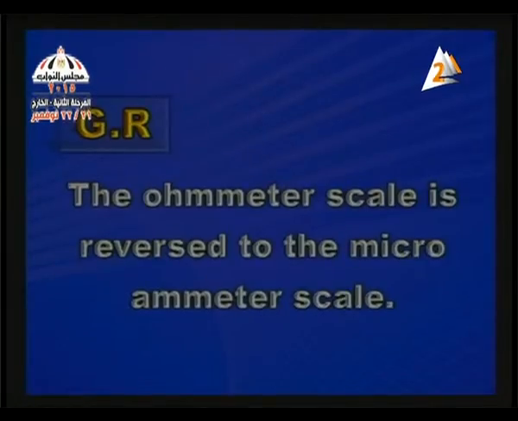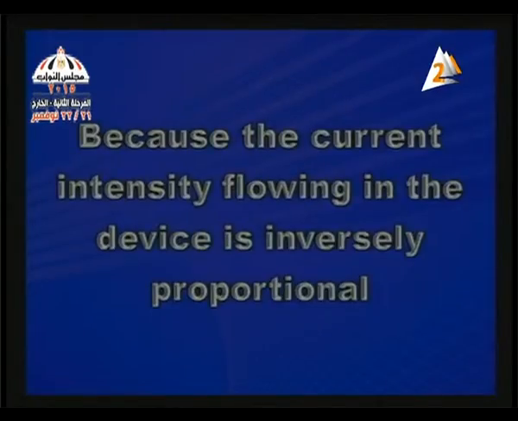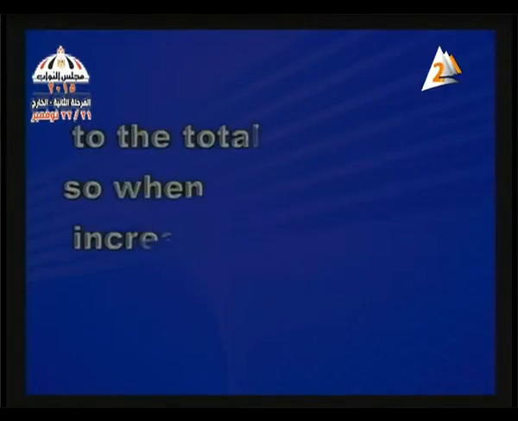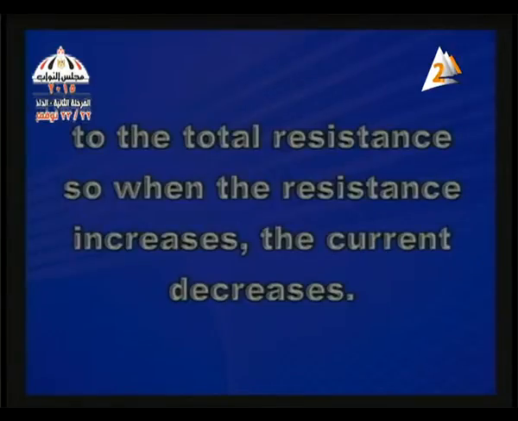And now we've got a give reason. The ohm meter scale is reversed to the microammeter scale. The scale of the ohm meter is reversed to that of the galvanometer. Galvanometer, we call it microammeter device or microammeter scale. Let me say it again. The ohm meter scale is reversed to the microammeter scale, because the current intensity flowing in the device is inversely proportional to the total resistance. So when the resistance increases, the current decreases.